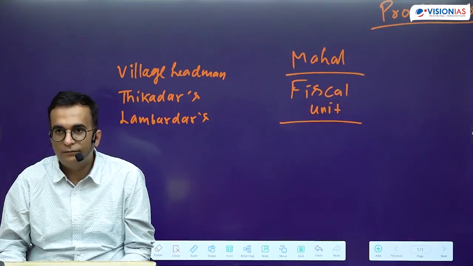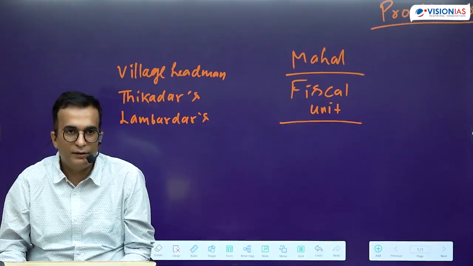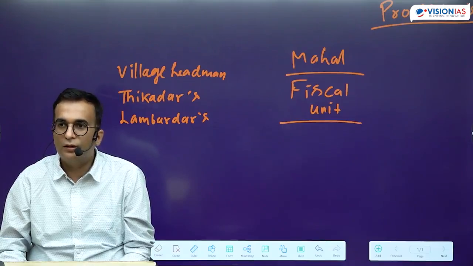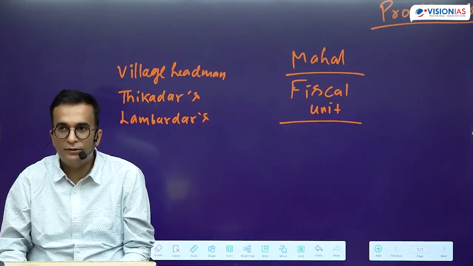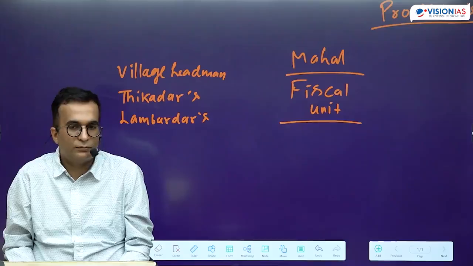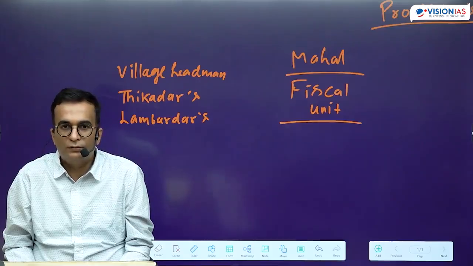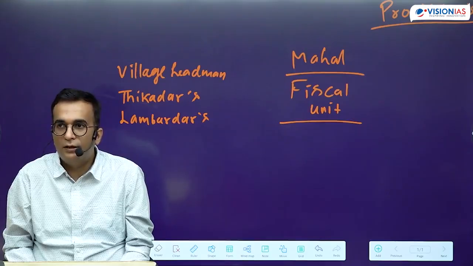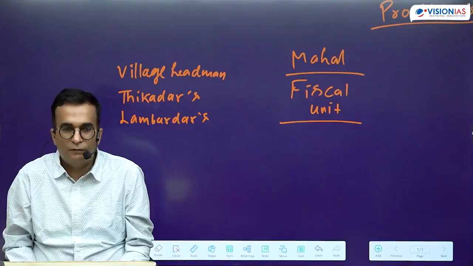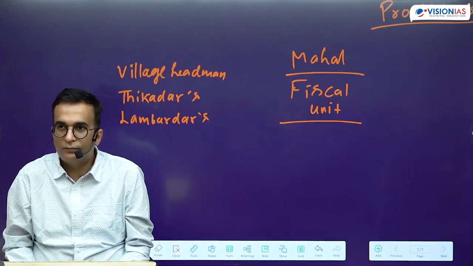Then next you write, from the collected revenue, the British share was 66%, and you can also write 2/3. Done. And the rest, that is 1/3, was for the revenue collectors. Done.